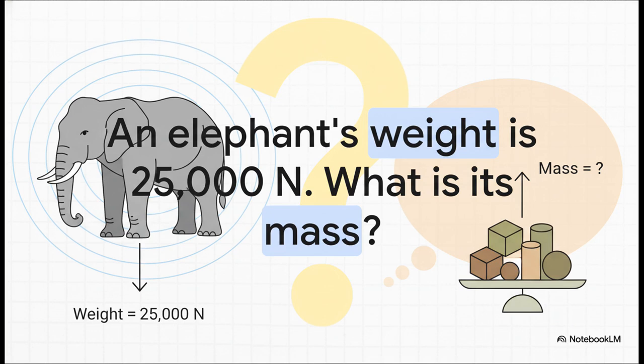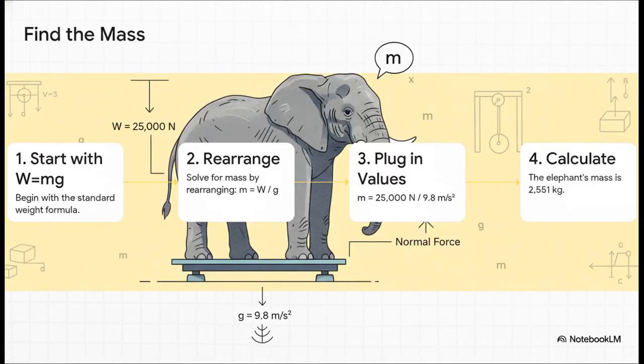Okay, now let's flip this problem on its head. This time, we know an elephant has a weight of 25,000 newtons. So the question is, how much stuff is it made of? How much mass does it have? We start with the exact same formula, but this time we need to find m. So with a tiny bit of algebra, we just rearrange it. Mass equals weight divided by g. We plug in 25,000 newtons for the weight, divided by 9.8, and we find out the elephant's mass is about 2,551 kilograms. It just goes to show you how useful that one simple formula really is.